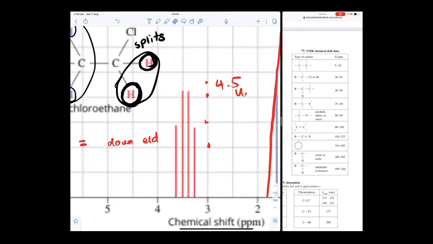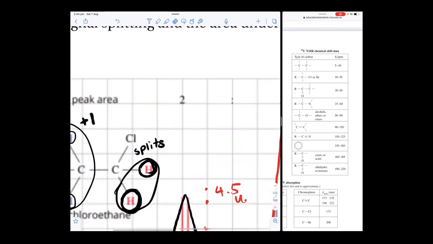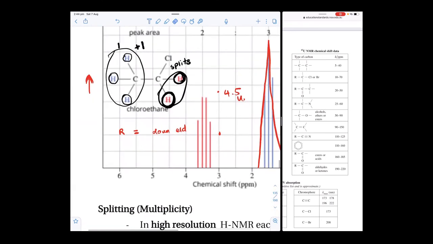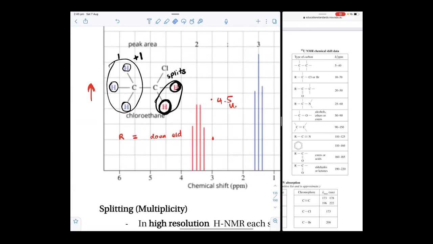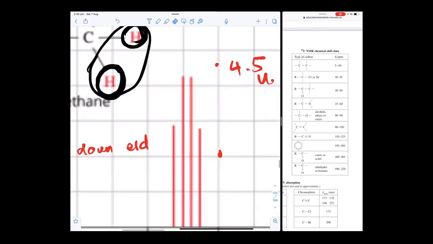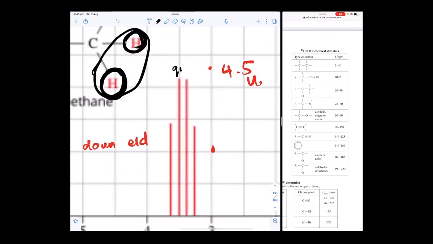And it follows this pattern. It looks like Pascal's triangle. It has this little triangle shape. It always has that intensity pattern that you see there. You don't need to memorize all of that, but this is what we call a quartet, right? And let's try using the opposite. Let's try doing the inverse here.